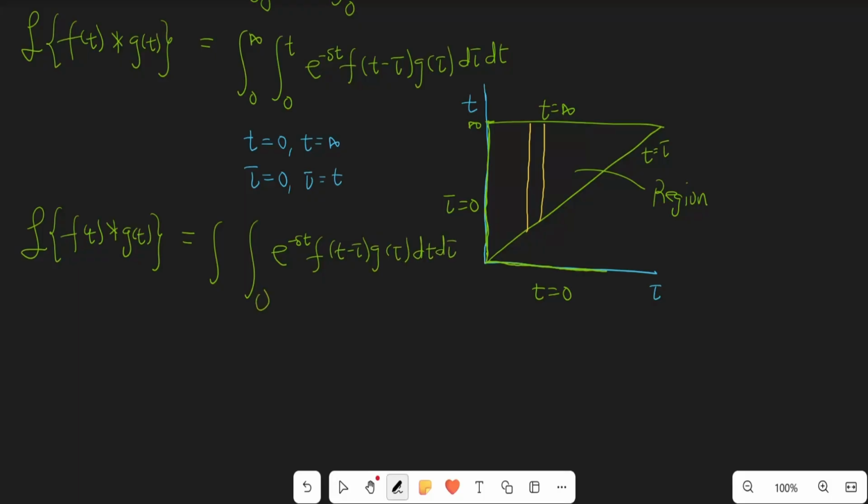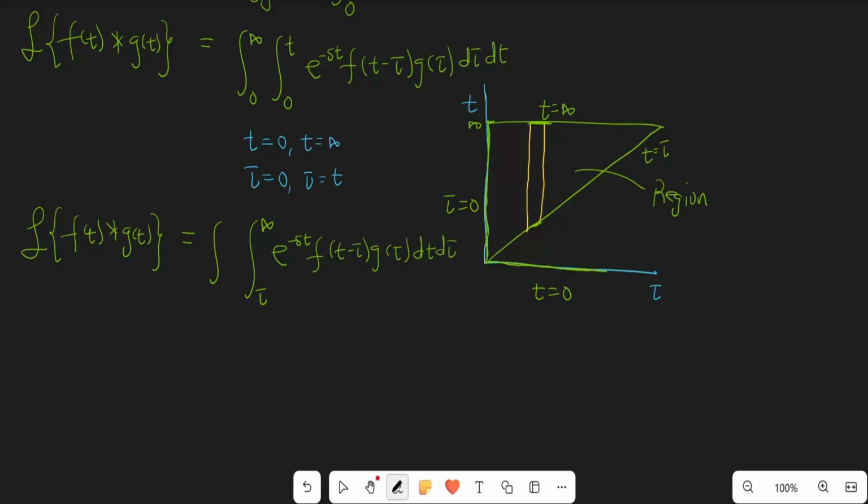So this one is going to be the limits of integration for t, and then t is moving from what? Tau. So the starting point for t here is from tau all the way to infinity here. So the limits of integration for t is from tau to infinity, right? Now what about the limits of integration for tau?